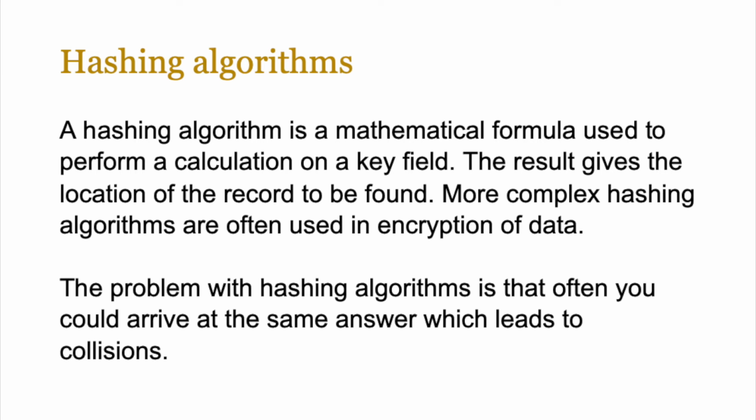Now, before we delve into hashing algorithms in a bit more depth, the problem with hashing algorithms is that often you could arrive at the same answer, which leads to something called collisions. Think about this. If it's a mathematical formula, then you could simply apply this formula on a different set of numbers and end up with the same result. So you can end up with two records being stored at the same address. That's what we mean by a collision. And we're going to be looking at some mechanisms to deal with this as well today.